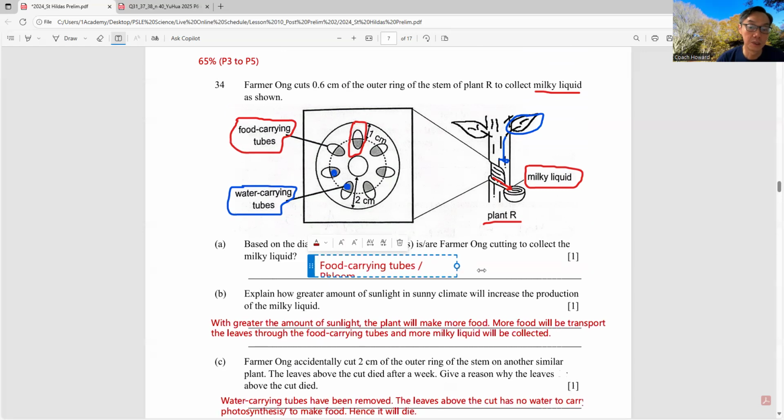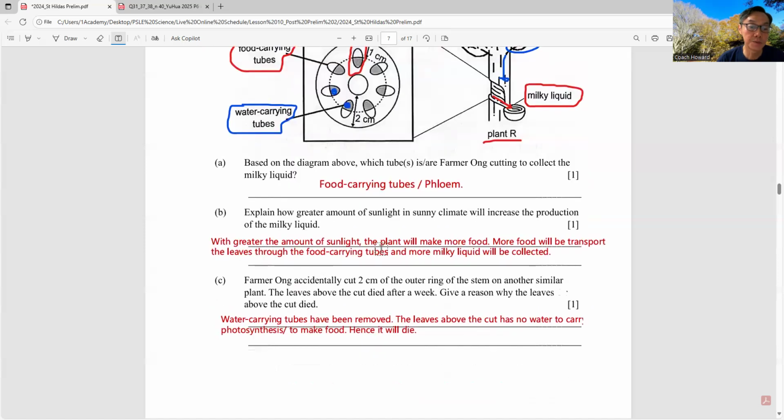So you take note, okay, phloem, P-H-L-O-E-M, food carrying tube, and then this one and the rest. So I wish you all the best in your preparation for your P5 as well as your next year 2026 PSLE science. Cheers.